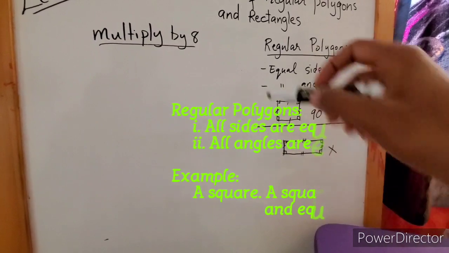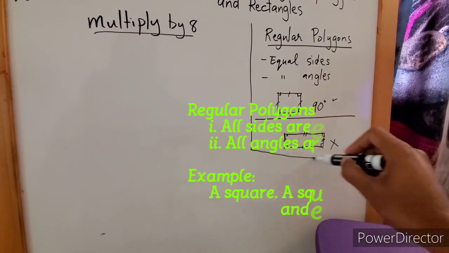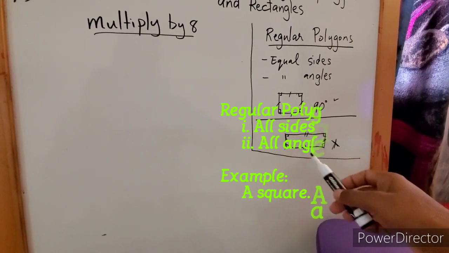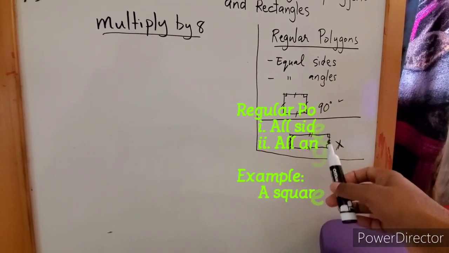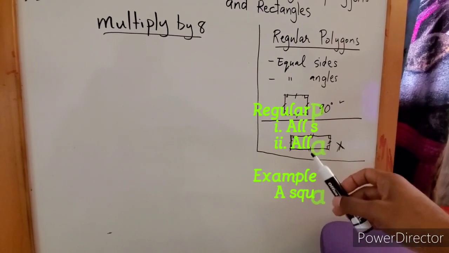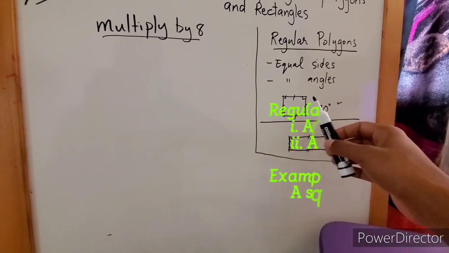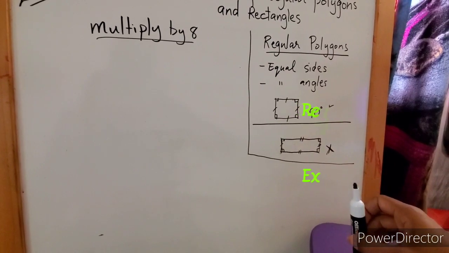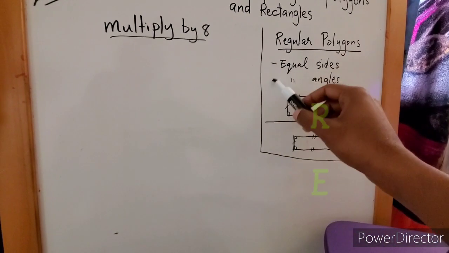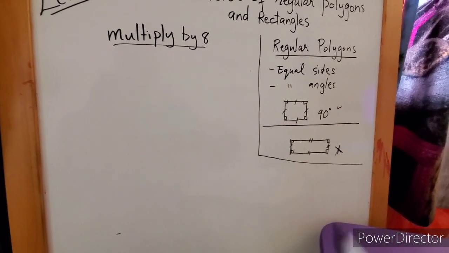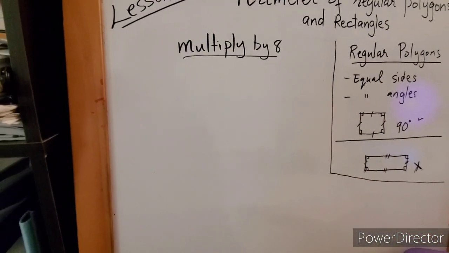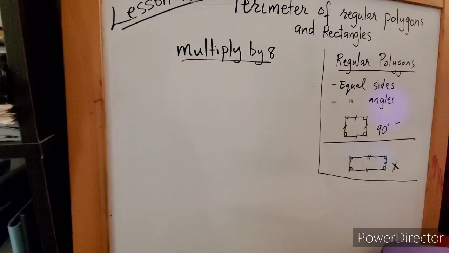I'm going to put the X right here so you understand that the rectangle is not a regular polygon because not all the sides are equal to each other. The square is a regular polygon because all the sides and angles are equal. These are the criteria to make a polygon regular. Now let's come back over here and practice some multiplication by 8.